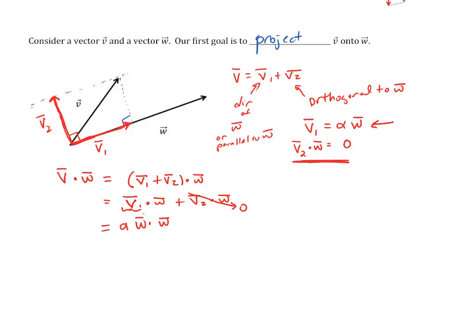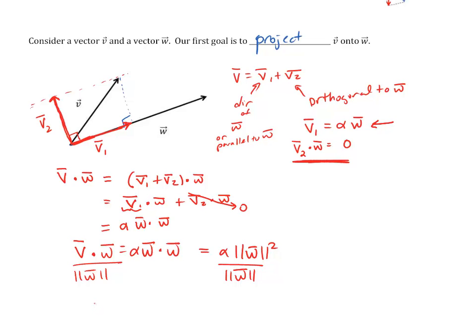Now, alpha is something that we basically want to know. If we can find alpha, then we will know v1 because we know w. If we can then find alpha, then we'll have solved for v1 because v1 is alpha times something we know, w. Since we know v and w both, we actually have an equation with only one unknown. v dot w is equal to alpha w dot w, which, by the way, is the same thing as alpha times the magnitude of w squared. So what I'm going to do is divide both sides of this equation by the magnitude of w squared.